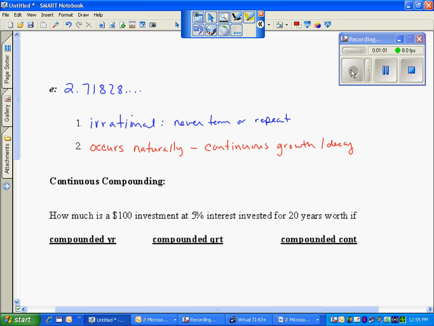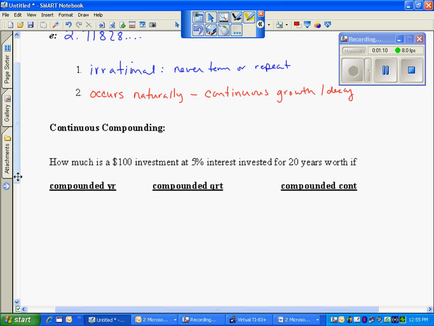So my rate isn't just going to be figured one time a year or two times a year, it's going to be figured continuously. So we have a formula for this, and it's the amount I end up with is equal to the amount I start with, e, this number 2.71828, etc., raised to the r, the rate, and the time. So let's just see what happens when I compound continuously.